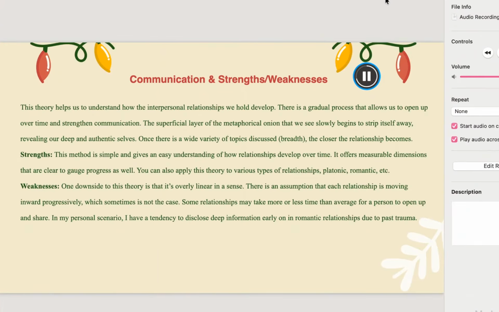One weakness that I noticed is that it's overly linear in a sense, and there is that assumption that each relationship is moving inward progressively, which sometimes is not the case. Some relationships may take more or less time than average for a person to open up and share. I know in my personal case, I have a tendency to disclose deep information earlier on, especially in romantic relationships, due to some past trauma, just to kind of inform them of my past circumstances.